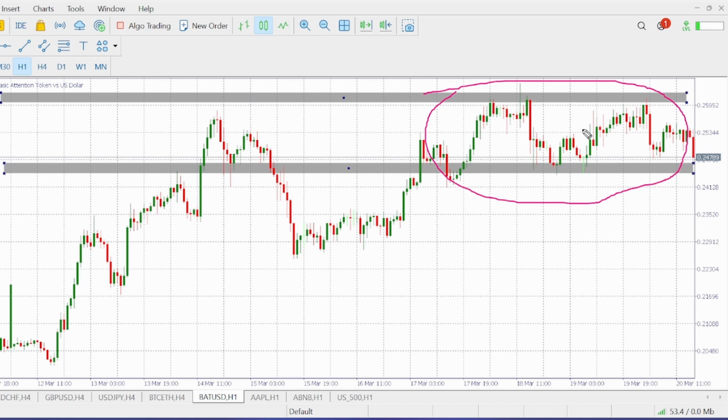Now, are we going to buy or sell the market? The correct answer here is we don't know yet. It's difficult to tell because there's no clear indication. You cannot buy or sell when the market is in consolidation.